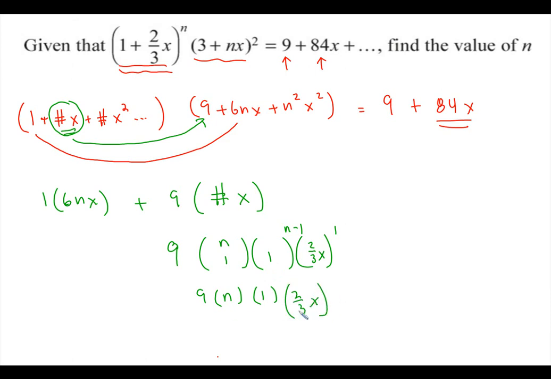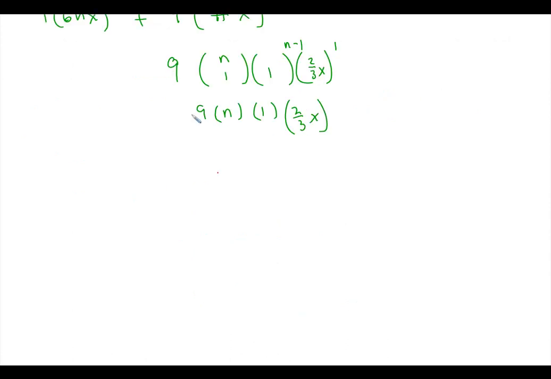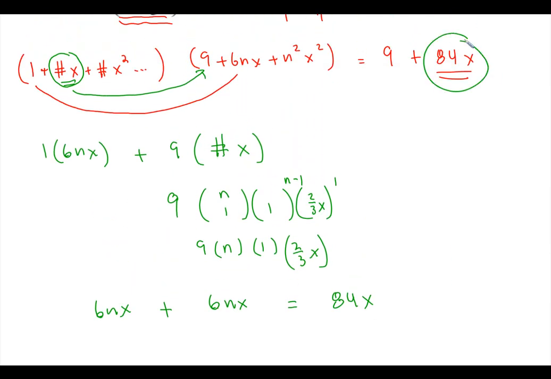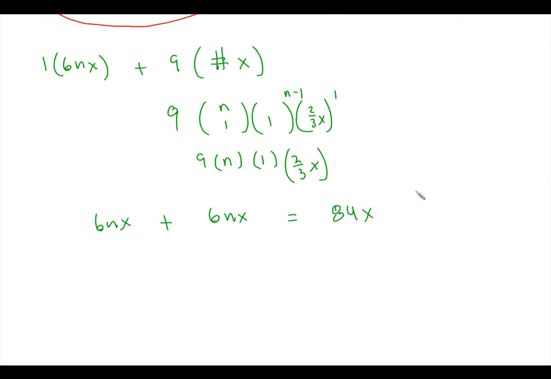So if I multiply all this out, I end up with the 3's and the 9 reduced, so I'll get 6nx. Plus over here, 1 times 6nx is 6nx, and remember these two are supposed to add up to equal the 84x from the second term in our question. Remember it was 84x right here. So 6 plus 6 will give me 12nx is equal to 84x. The x's divide out. Divide by 12, so n is going to equal 7. Okay?